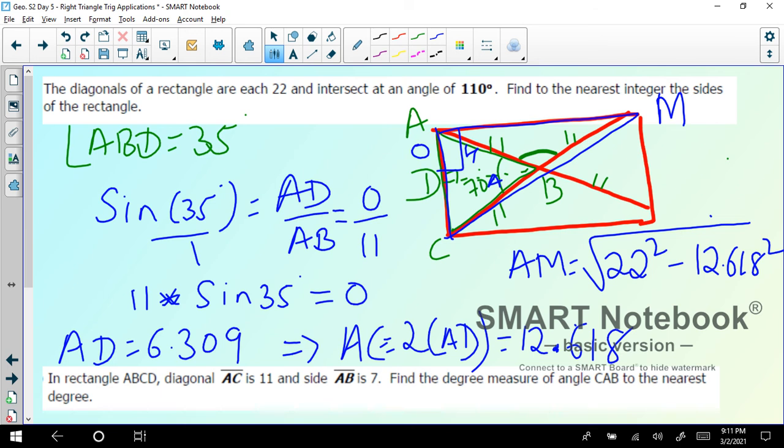gives us 18.022. So AM equals 18.022. Okay, we found both the sides, so this is 18.022 and AC is equal to this particular side, which is 12.618. Okay, I hope these kind of problems are clear.